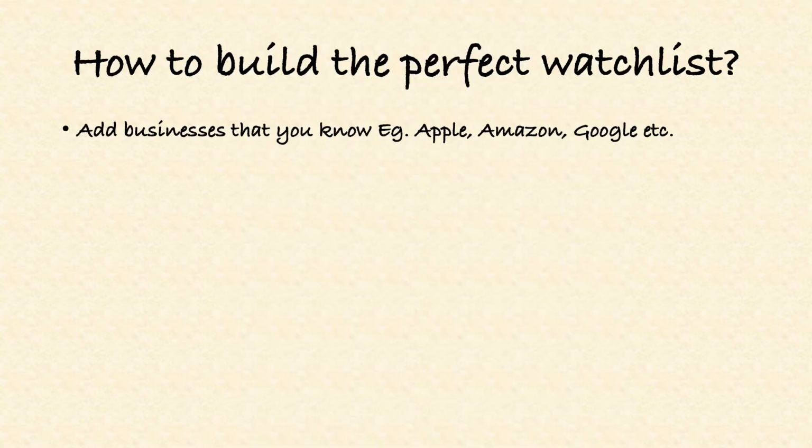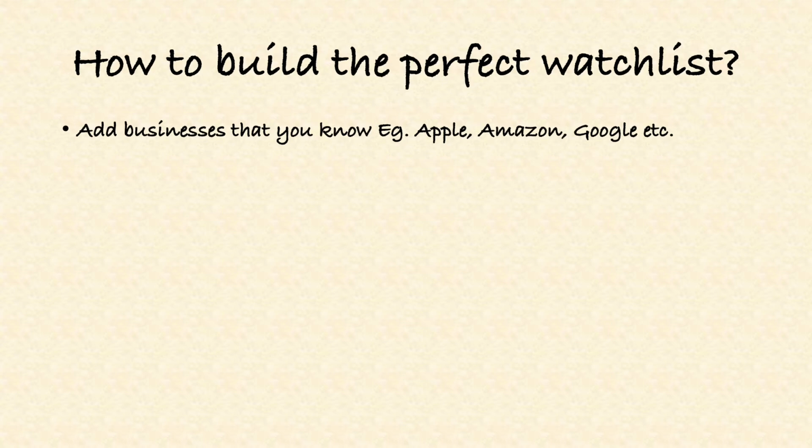Firstly, we want to add businesses that we know. For example, if you're into tech, you'll know Apple, Amazon, and Google. So why do we add businesses that we know? Firstly, it's because we are more likely to know the information about them and how they operate. We're more likely to be keeping up to date with the news, and we're more likely to be keen to research into that business.